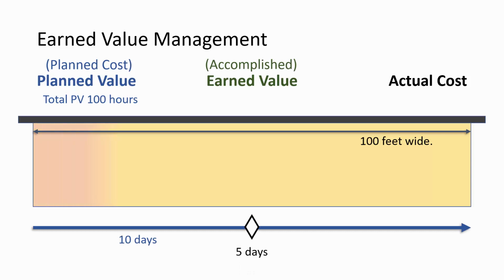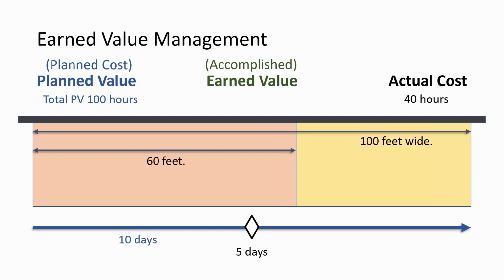After 5 days, project manager checks in and finds that the students have painted 60 feet. They report they have worked 40 hours in the first 5 days. Actual cost is exactly what it says it is: the actual cost to perform the work so far. We calculate earned value by assessing the percent complete of the total work. In this case, it is 60% complete.